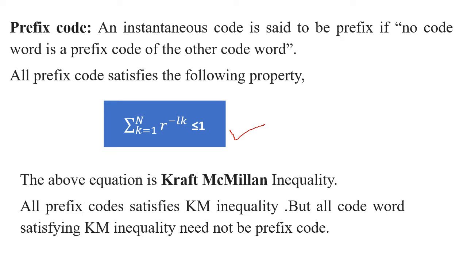So a prefix code will always satisfy this Kraft inequality, but not every code word set which satisfies the inequality needs to be a prefix code. So the converse does not hold. A prefix code will satisfy the Kraft inequality, but if a code satisfies the Kraft inequality, it need not be a prefix code.